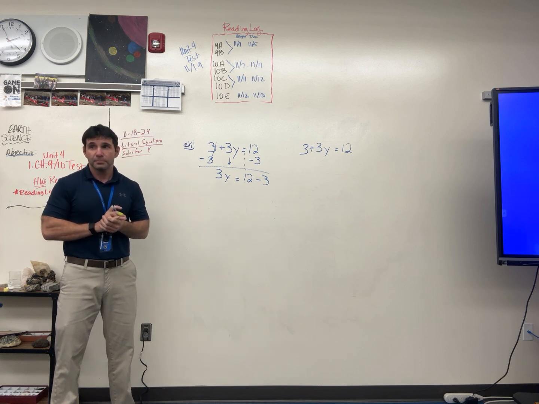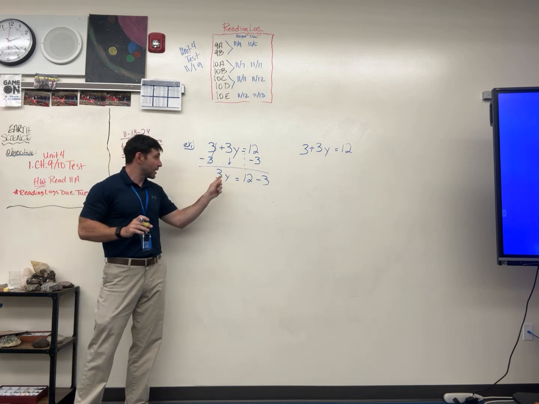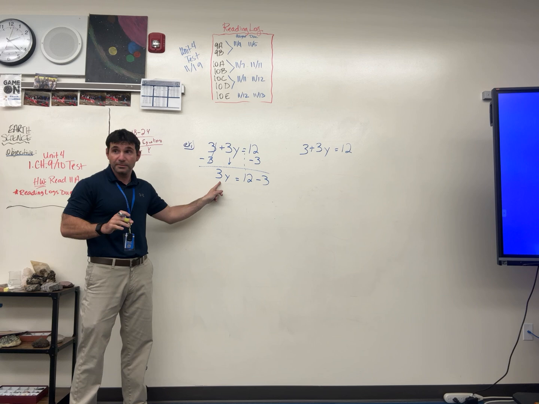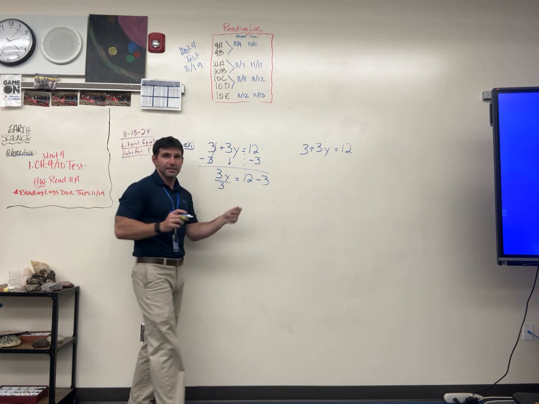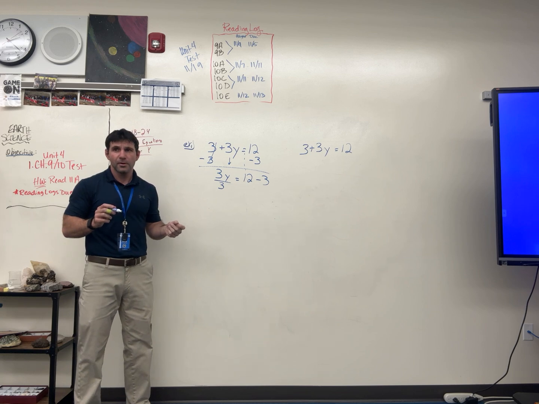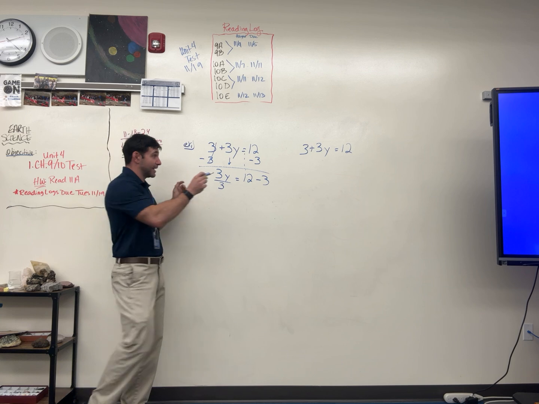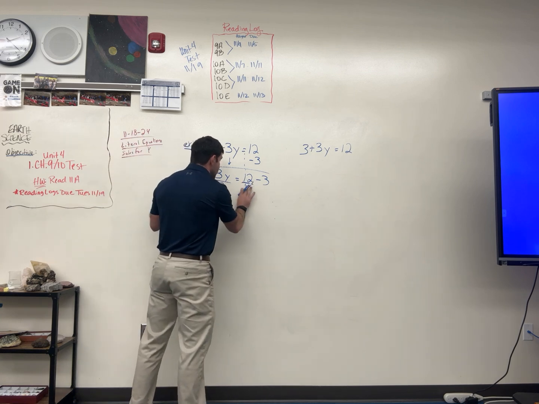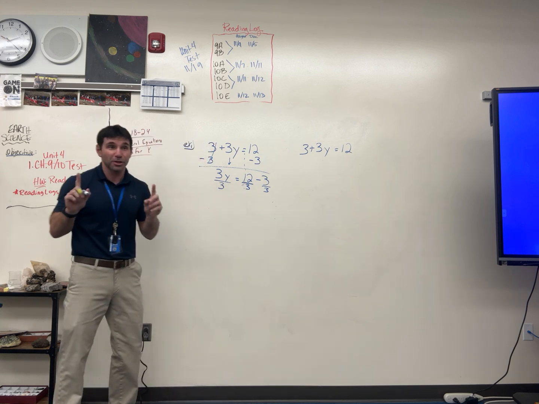Right, I subtracted it to the other side. But how do I get rid of this 3? 3y. Divide by 3. What am I going to divide on this side by 3? 12. So I heard 12 and 3. Oh, negative 3. I'm dividing it all. I'm going to divide this by 3 and this by 3. I divide each individual term by 3.